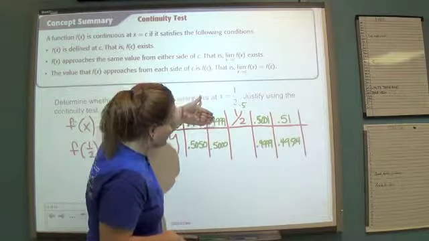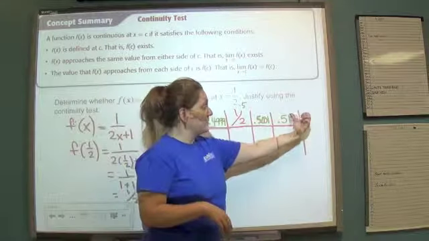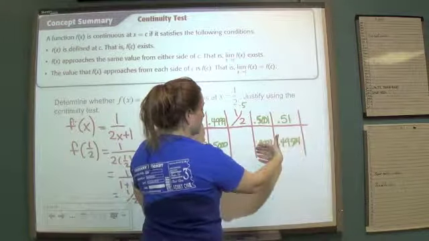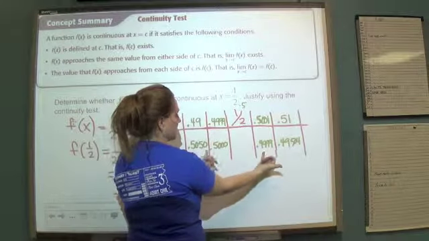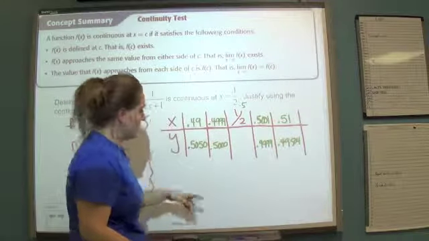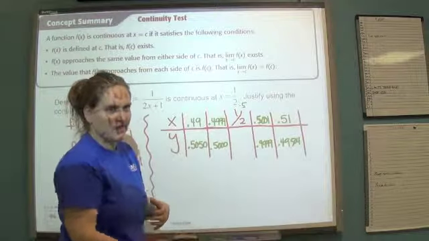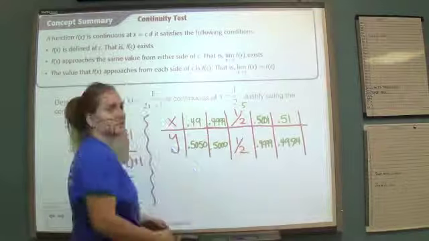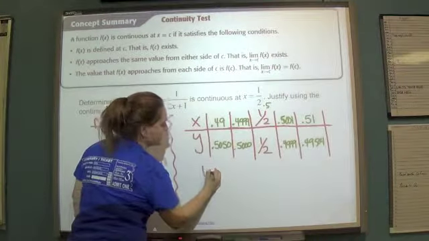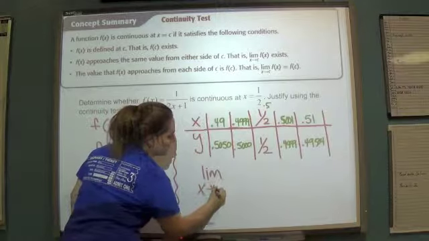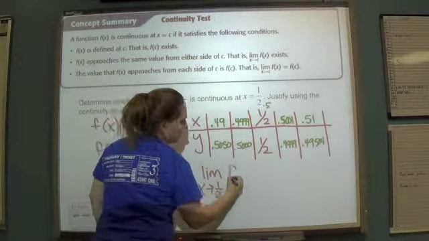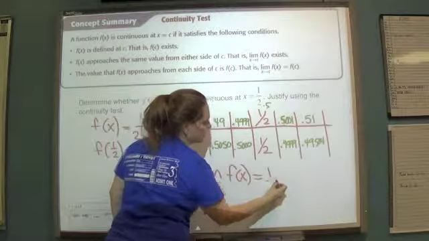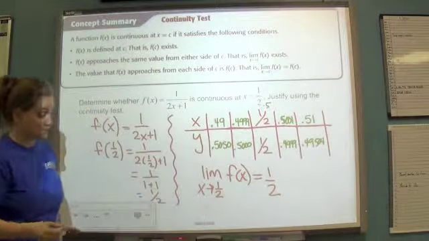All right, so what we did is we're looking at it as it approaches, the continuity test. As I'm getting really close to 1/2 on the left and really close to 1/2 on the right, we're looking at the range values as they approach. And so obviously we can say 0.500005 and 0.4999 approach 1/2. So what we can say is, the limit as x approaches 1/2 of f of x is also 1/2.